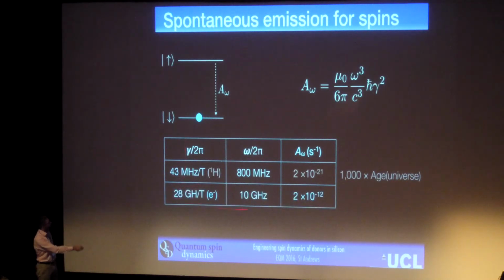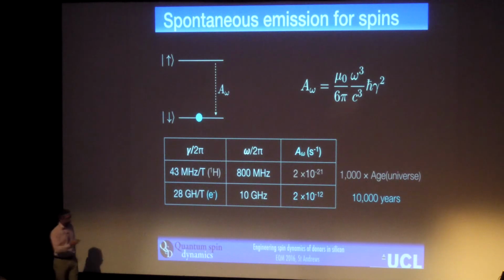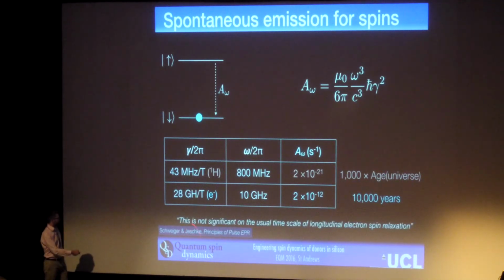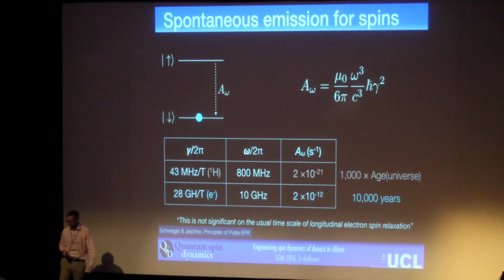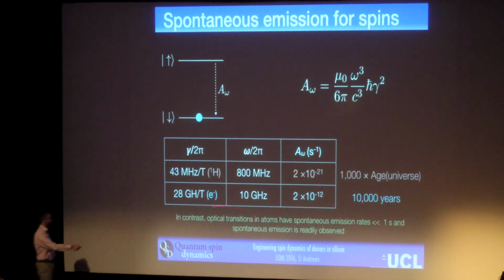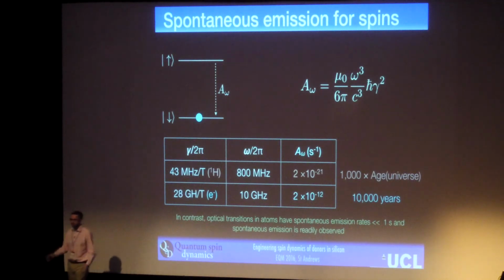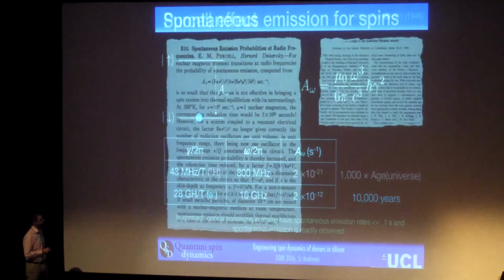Whereas, on the other hand, for an electron spin at a typical ESR frequency, the spontaneous emission time is 10,000 years. So, to quote an ESR textbook, which understated it in my view, this is not significant on the usual time scale of longitudinal ESR. So, we don't typically have to worry about spontaneous emission. On the other hand, if you look at optical transitions, it's very common to have spontaneous emission times much less than a second, and so it's a common phenomenon in that regime, but not for spins.